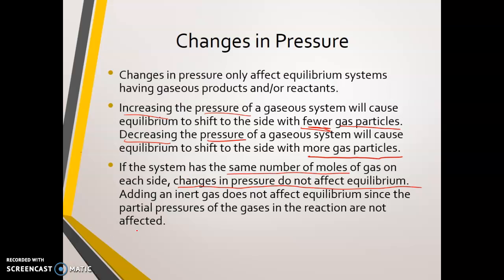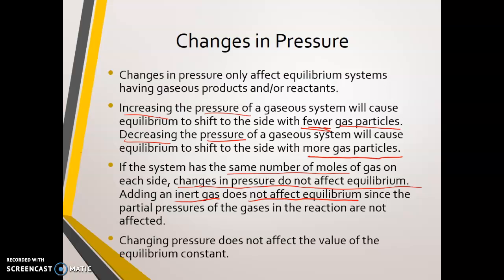Adding an inert gas, so this is basically adding a gas that is not part of the system or part of the reaction, also does not affect the equilibrium, since the partial pressures of the gases in the reaction are not affected. And then changing pressure does not affect the value of the equilibrium constant. So in the last video, we talked about temperature changing the equilibrium constant. That is the only one of the four changes that will affect the value for the equilibrium constant.